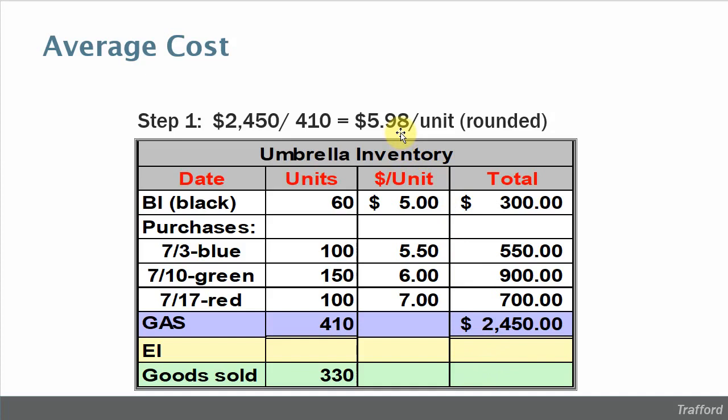So this number sounds about right. It's not the simple average. You'd get a different answer if you just simply averaged 5, 5.50, 6, and 7. It's weighted more heavily towards this end of the scale, which makes sense because we have way more of the more expensive umbrellas than we did of the cheaper umbrellas.